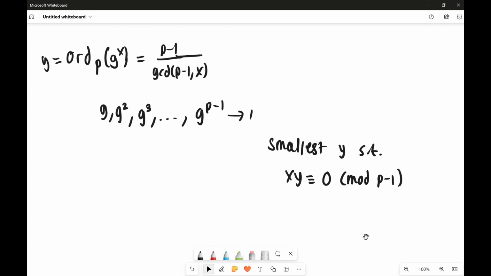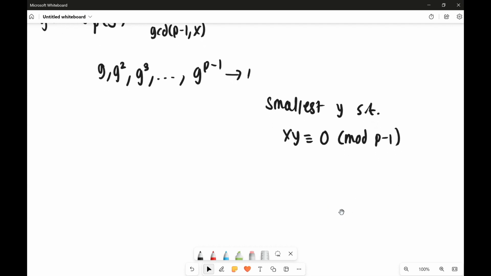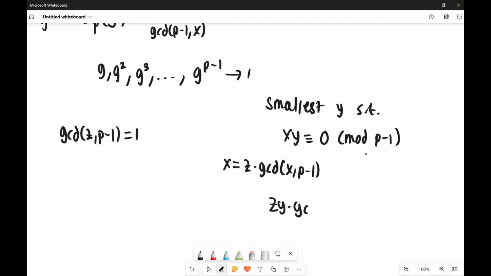In other words, y takes the rest of the prime factors of p minus 1 that x didn't cover. So given this prime factor notion, we might want to let x equals z times GCD of x and p minus 1. And in this case, that means that z is relatively prime to p minus 1. So GCD of z and p minus 1 is equal to 1. So plugging in, we get zy times GCD of x and p minus 1 is equivalent to 0 mod p minus 1.